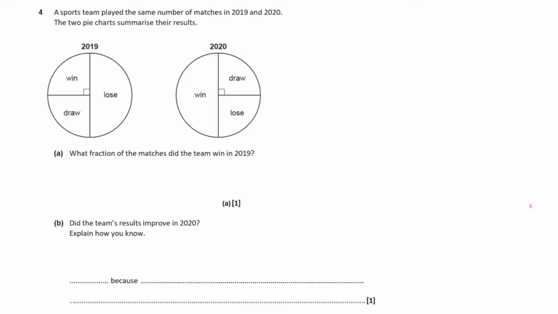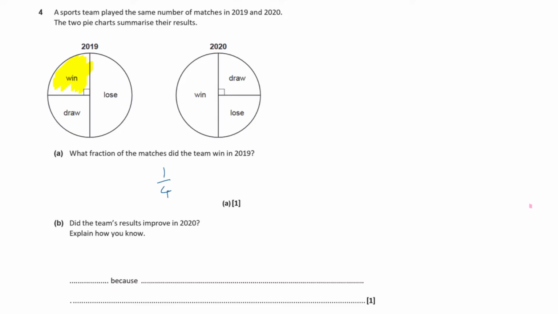So what fraction of the matches did the team win in 2019? So the win is this section here, isn't it? Which is 1/4. So that is 1/4. Did the team's results improve in 2020? Explain how you know.